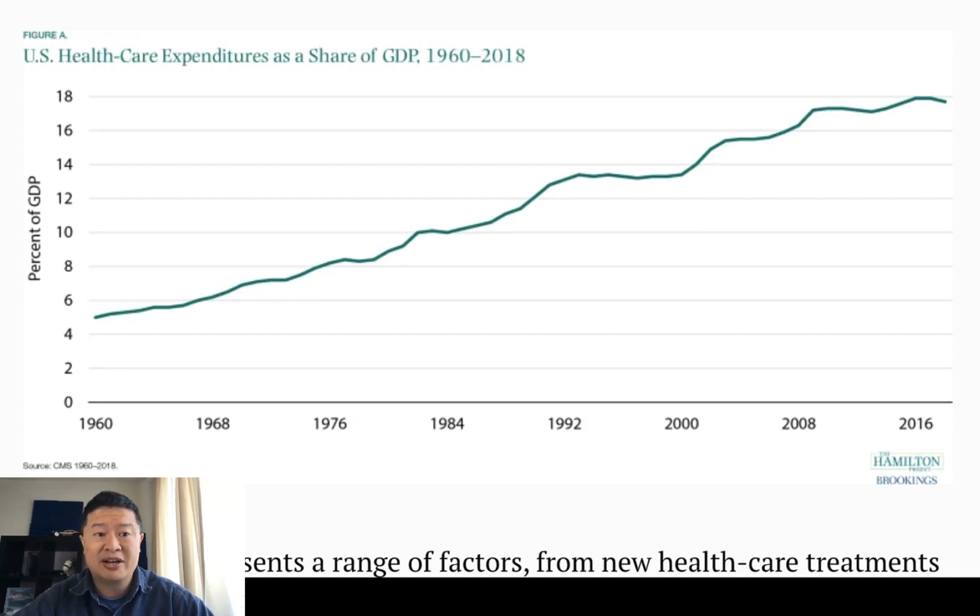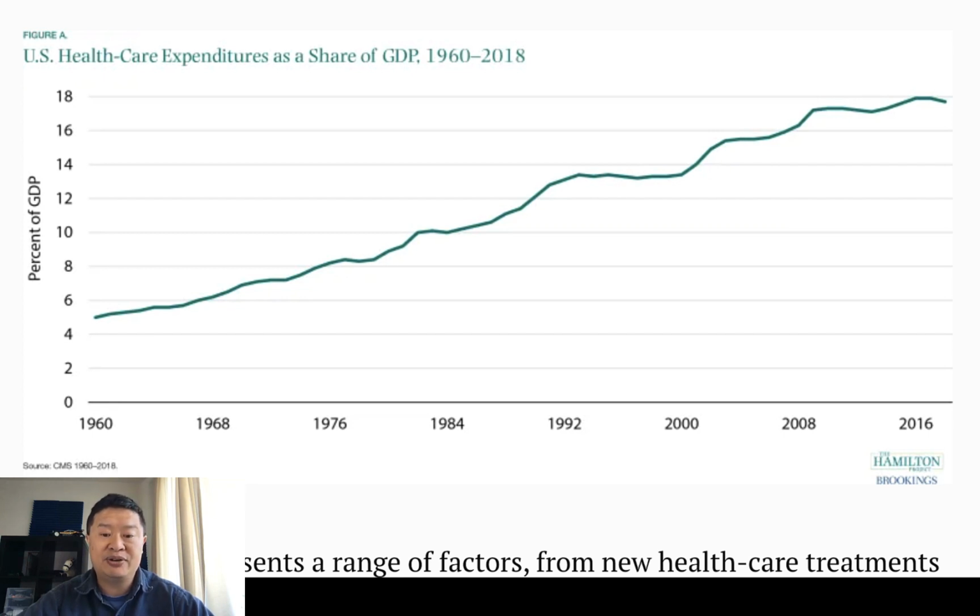Like, I don't know if we'd want to spend half of our GDP on healthcare. That's money that we could spend on education, on leisure, on housing, on food. So it's clearly a problem. And in fairness, this is not a Republican or Democrat issue.